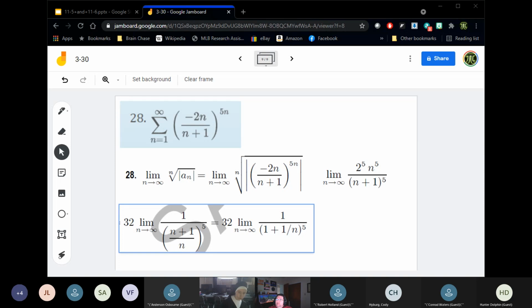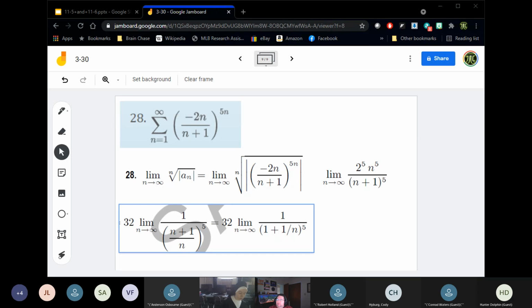So those are the tests. We have the p-series and the geometric series tests that we can use. For the p-series, if it's greater than 1, it converges. And if it's between 0 and 1, it diverges. The geometric series, if the ratio is between -1 and 1, it converges. Anything outside of that, it diverges.